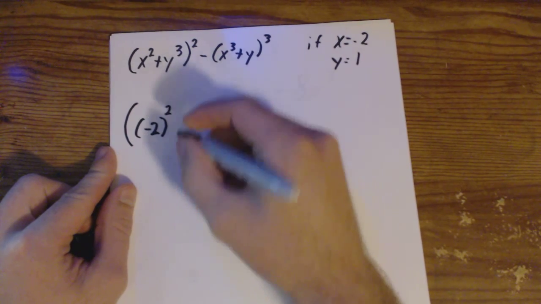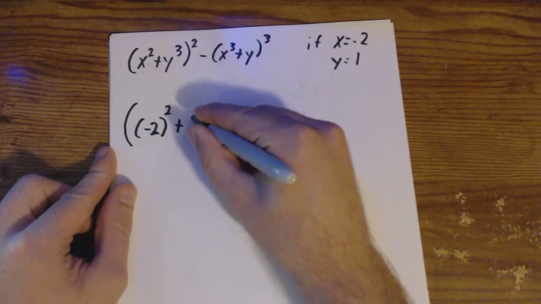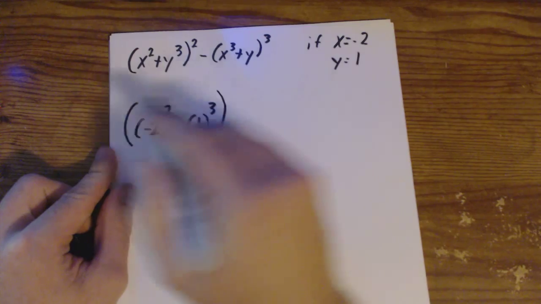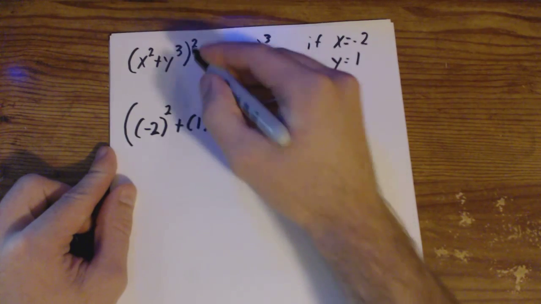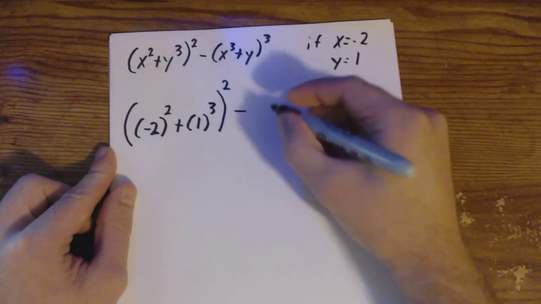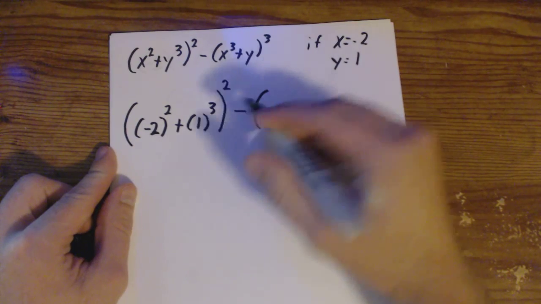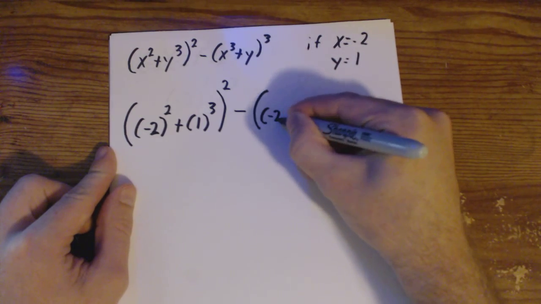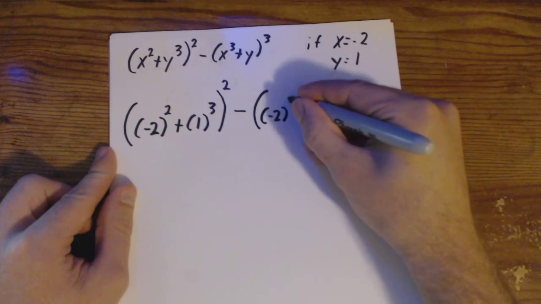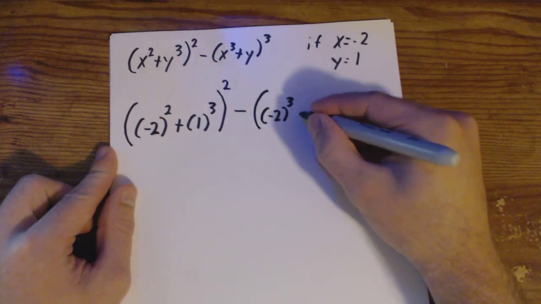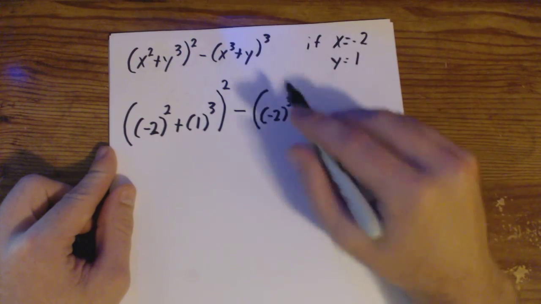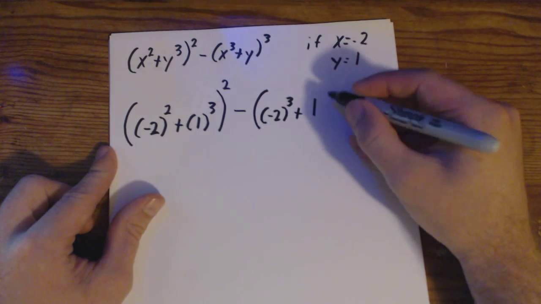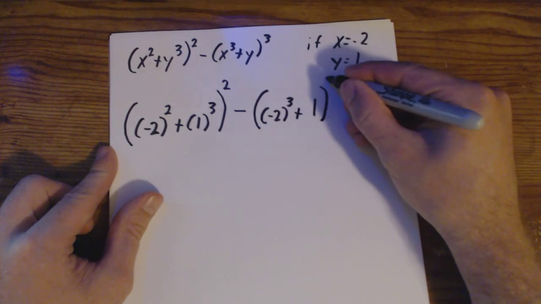Watch that exponent, plus do the same thing for y, 1 to the third. Again, my big parentheses from the original ones. Bring down that squared that was up here. Minus. Let's bring another big parentheses. We're going to have x cubed. X is negative 2, so we have negative 2 cubed, to the third power, right up here, plus y, just 1. There's no exponent on this y, so I'm just going to write this 1, not bothering to put it in parentheses this time, and then 3.